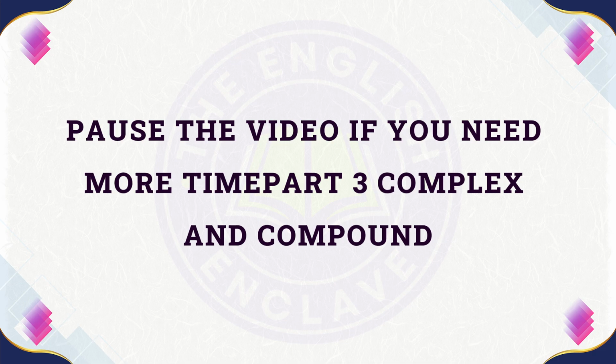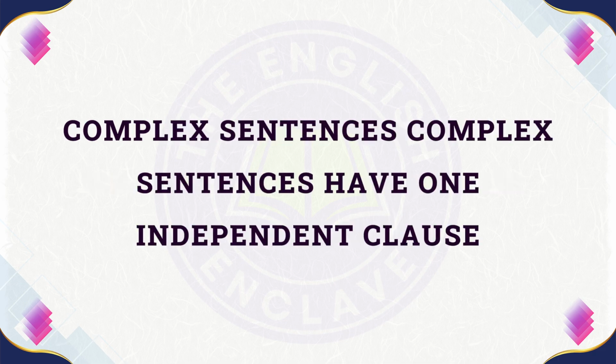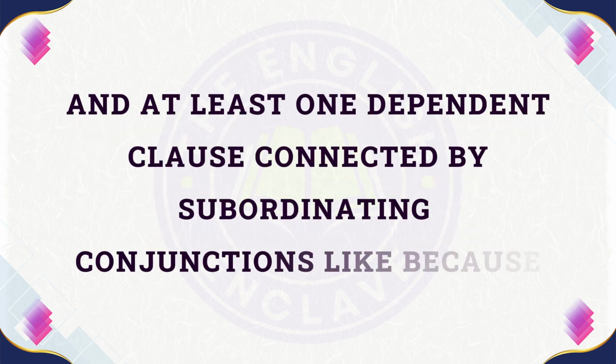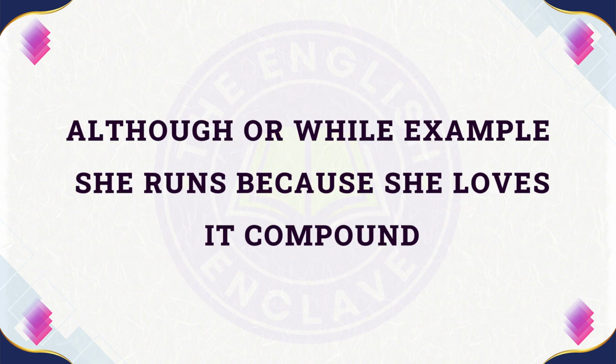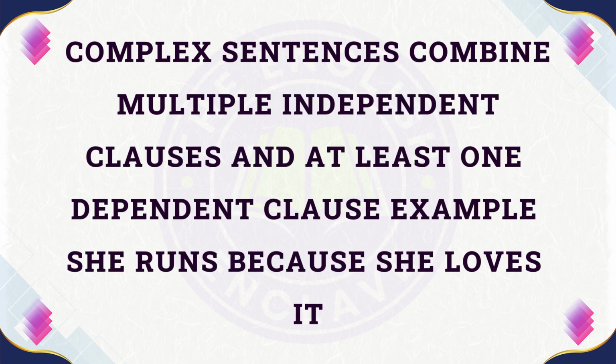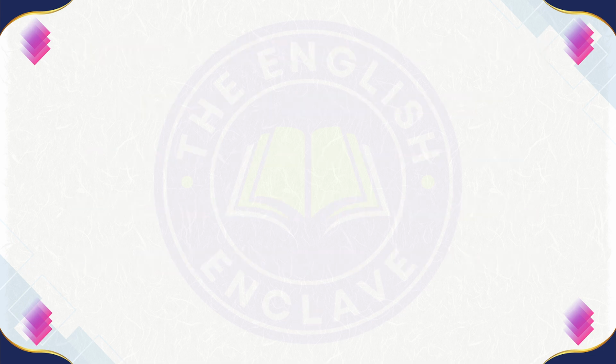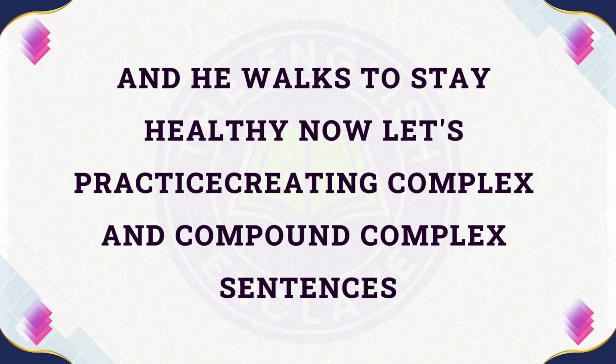Part 3. Complex and compound complex. Complex sentences have one independent clause and at least one dependent clause, connected by subordinating conjunctions like because, although, or while. Example: she runs because she loves it. Compound complex sentences combine multiple independent clauses and at least one dependent clause. Example: she runs because she loves it, and he walks to stay healthy.